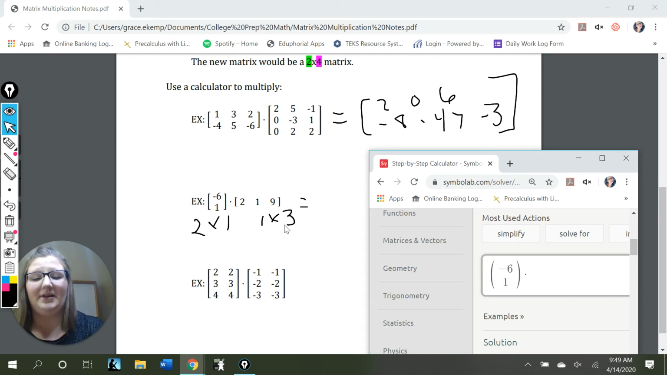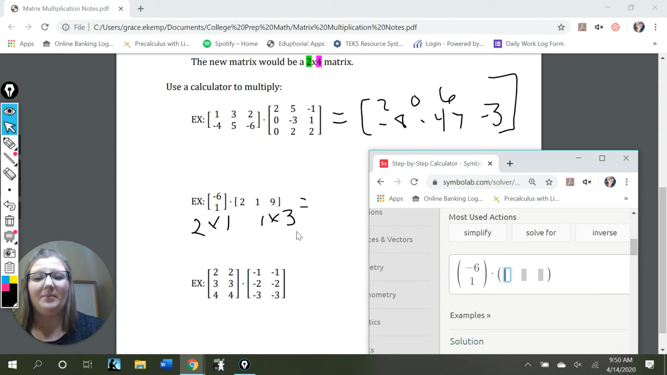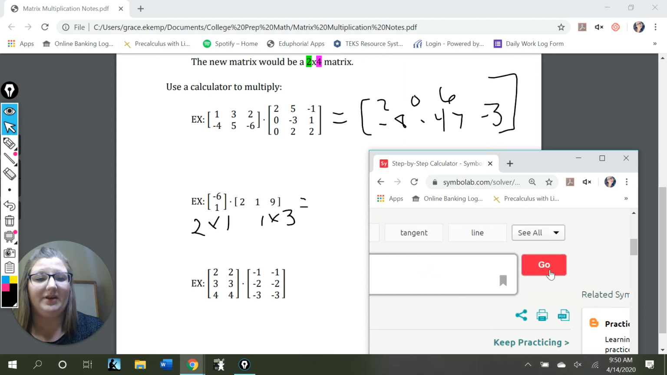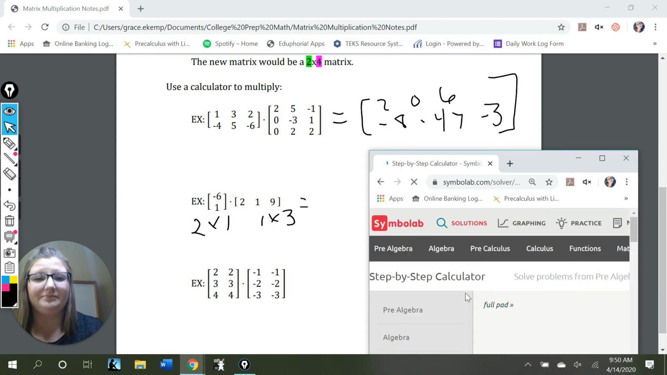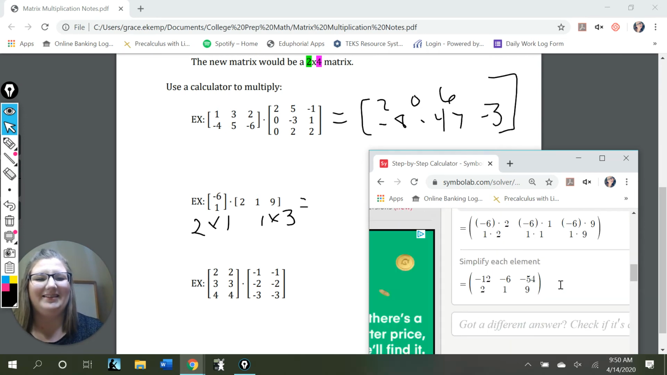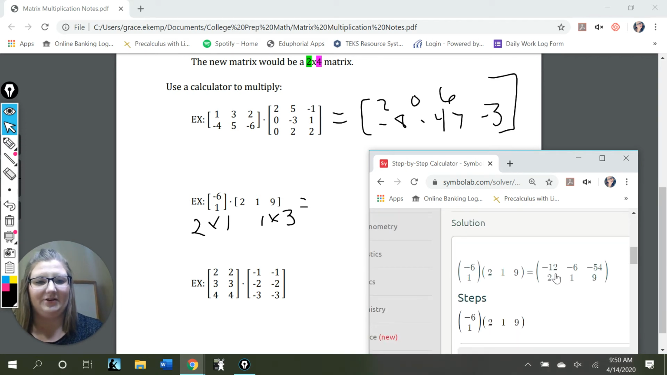And then we're going to multiply that by our second matrix, which was a 1x3. So we need to insert a 1x3 matrix. And our 1x3 matrix was 2, 1, 9. And then if we come on over, we can click Go, and then scroll on down and get our final answer, which is right here.